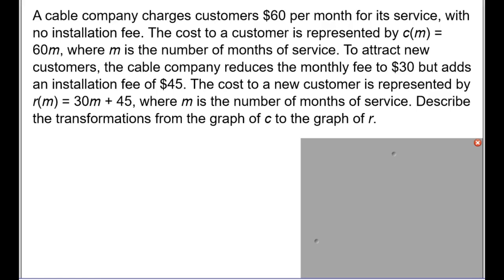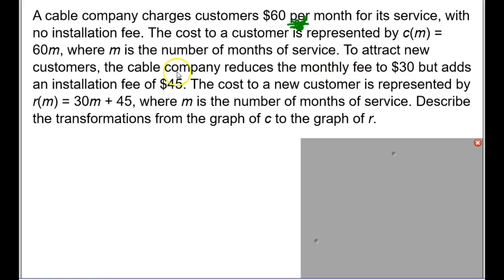So here's a real world situation. Here's what we're really looking at. A cable company charges customers $60 per month. I see a wonderful word here. When I see the word per, that's going to come into play later. For its service with no installation fee. The cost to a customer is represented by this function. Oh, and I see I'm multiplying here. That's where per comes into play. That means I multiply. M is the number of months of service.